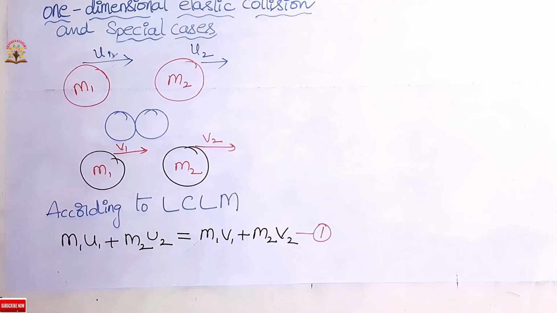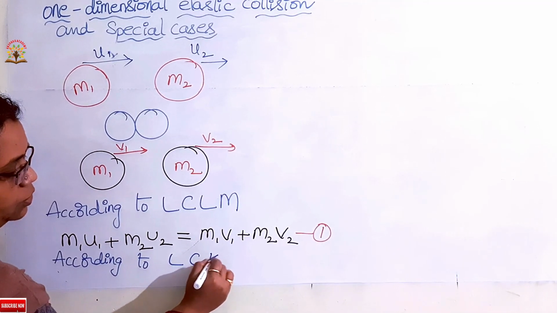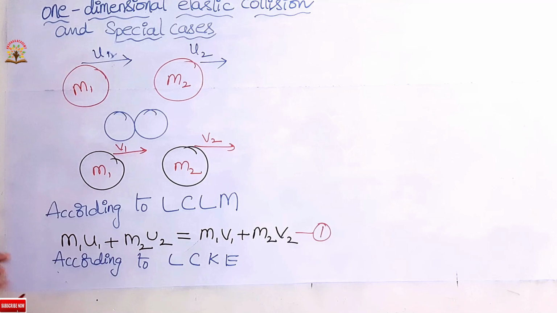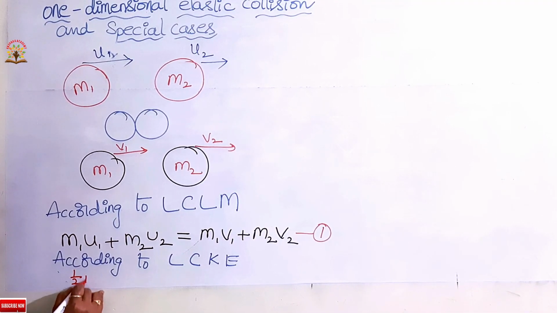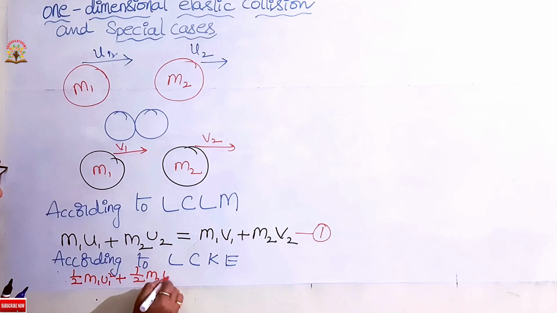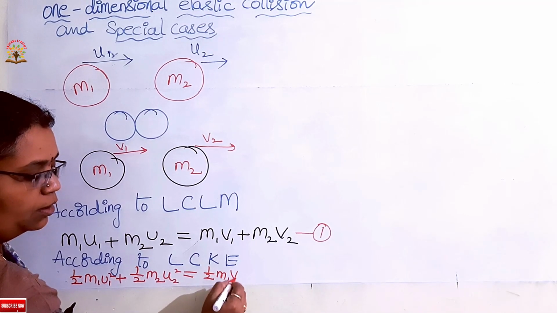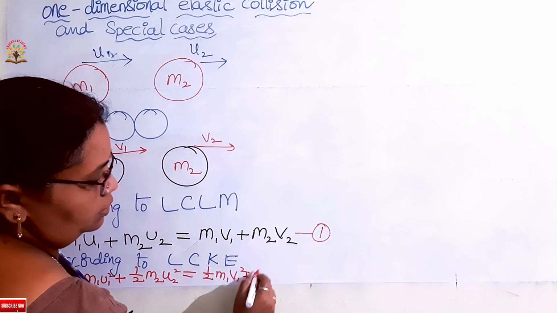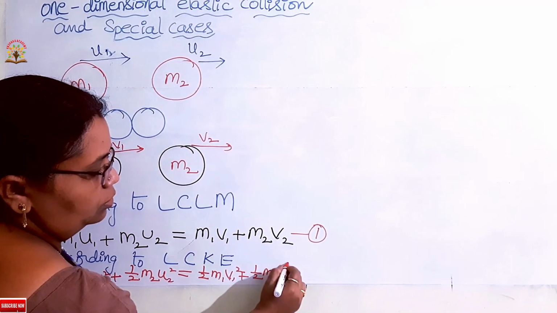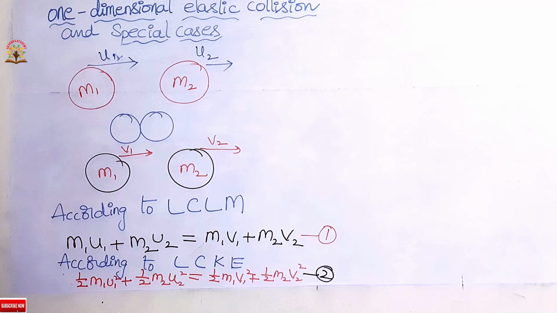Next, according to the law of conservation of kinetic energy, the expression is half m1 u1 square plus half m2 u2 square is equal to half m1 v1 square plus half m2 v2 square. This is equation number 2.